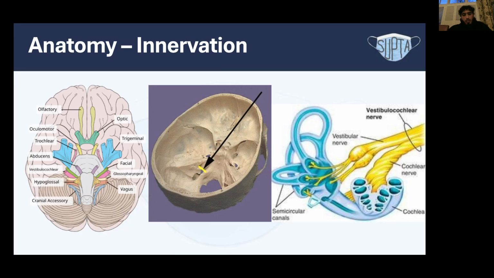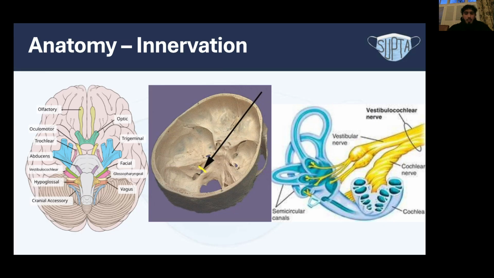So we have our cochlear nerve and our vestibular nerve. The cochlear nerve specifically travels from the internal acoustic meatus to the cochlea, goes through the modiolus and then to the cochlear organ.